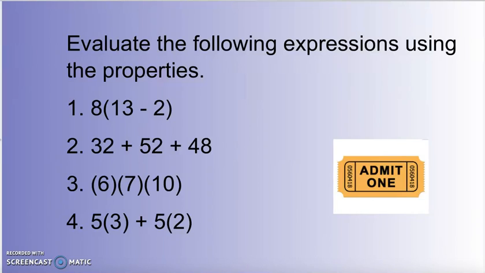At this time, your ticket problems are the following. I would like for you to evaluate these following expressions, and I want you to tell me what property you think you used, or properties. Sometimes you may use more than one, but which ones did you use to figure these expressions out?